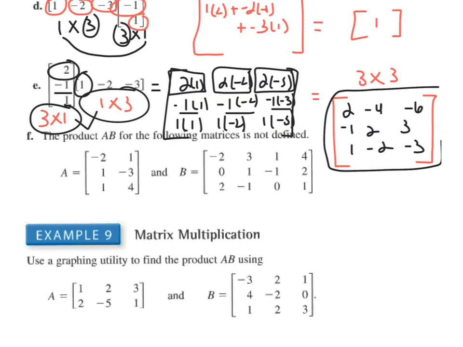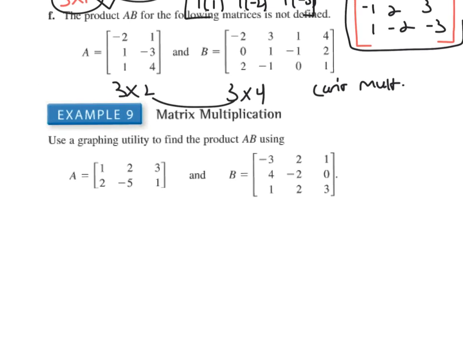The second one, hopefully you're recognizing that you can't multiply them because this is a 3 by 2. This is a 3 by 4. The insides don't match, so you can't multiply. Okay, the insides have to match. The next one says to use a graphing calculator to multiply, but we're not doing that yet. We're going to do it all in 1 week after next week. So we're going to do this by hand.